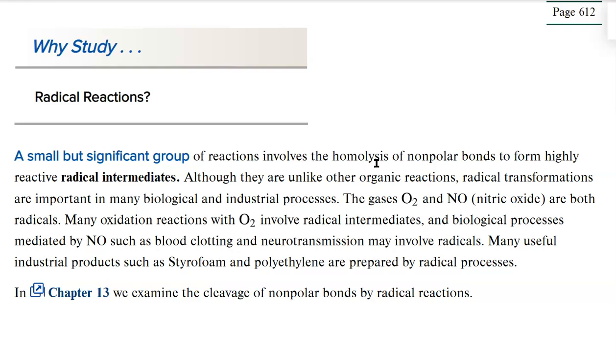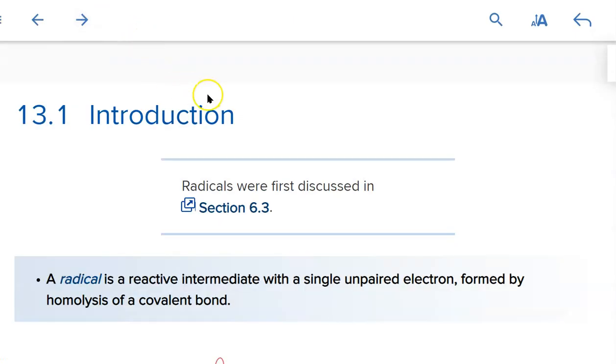Many oxidation reactions with O2 involve radical intermediates. And then biological processes mediated by nitric oxide, like blood clotting and neurotransmission, may also involve radicals. A lot of useful industrial products, styrofoam and polyethylene, are made through radical processes, radical reactions. So that's what Chapter 13 is going to be about. And we'll move forward here.